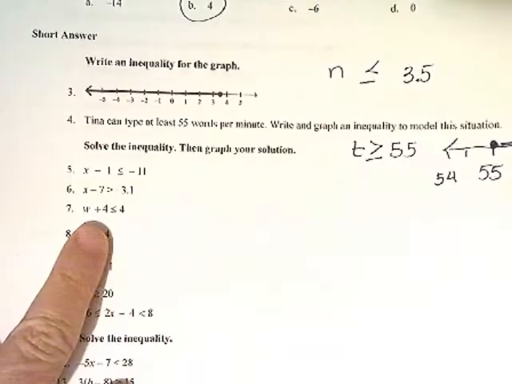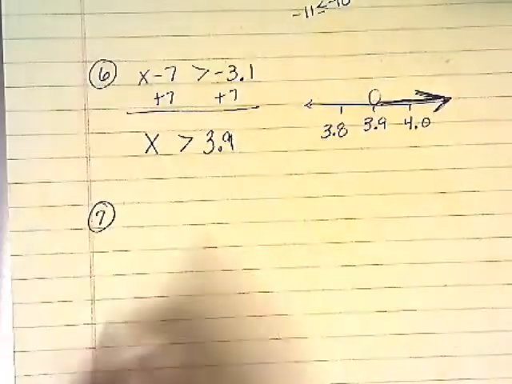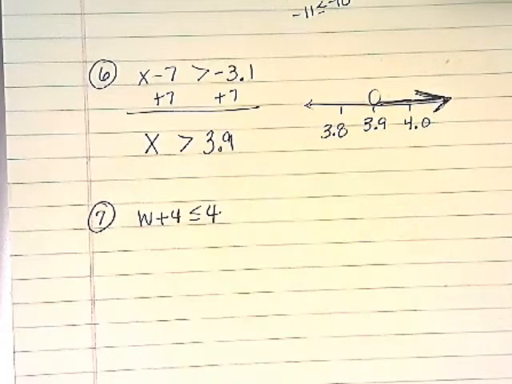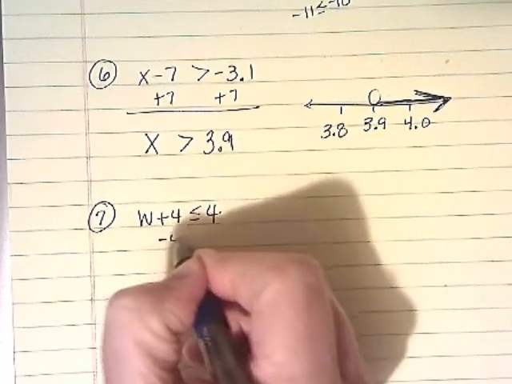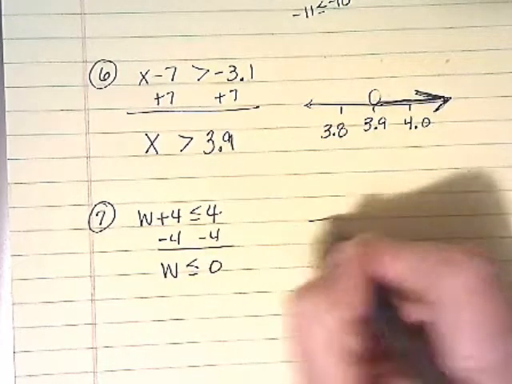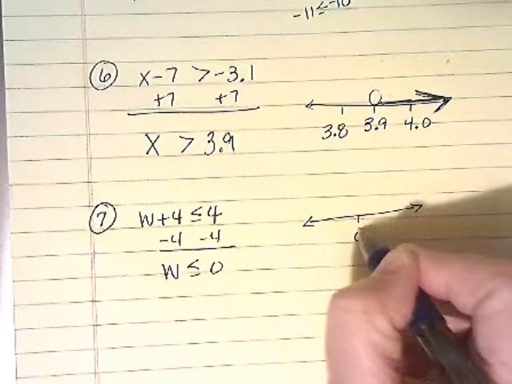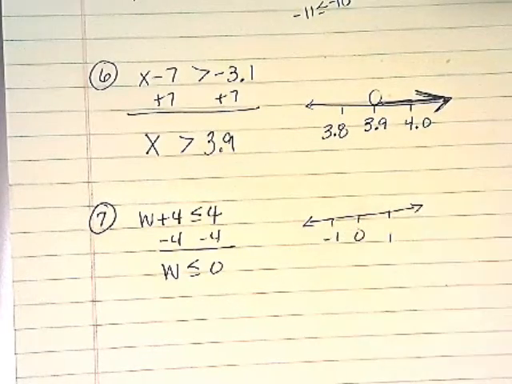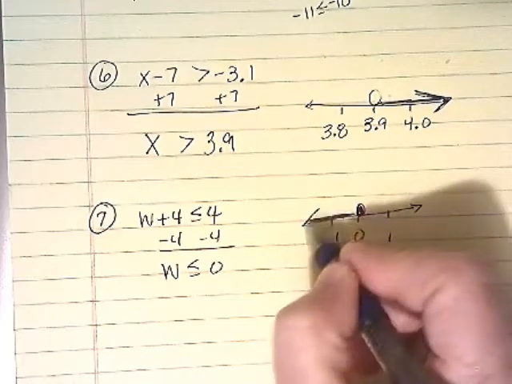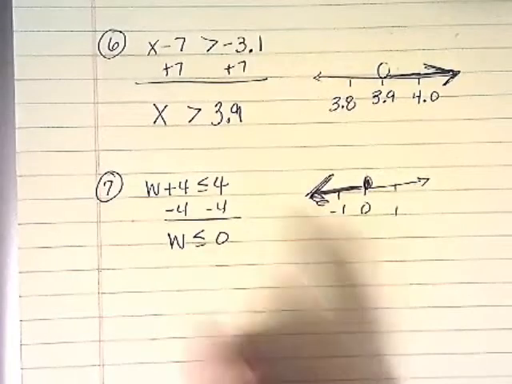Number 7 says w plus 4 is less than or equal to 4. So I'm going to subtract 4 from both sides. So w is less than or equal to 0. There's 0, 1, negative 1. It's a colored in circle and shading to the left.